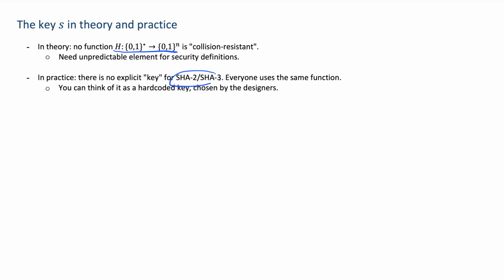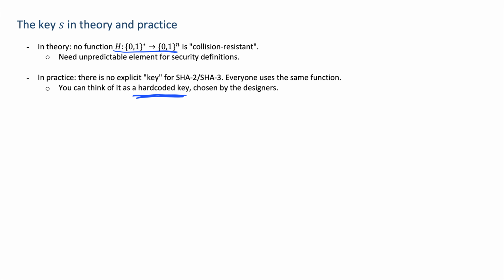If you look at SHA-2 and SHA-3, which are the state-of-the-art hash functions that you should use right now, it's not like if I set up my hash-based scheme with SHA-2 that I will choose a key for it, but everyone just uses the same function. If I tell you SHA-2, you already know exactly what function I'm talking about. There's no S that I need to tell you. And if you want, you can think about it as having a hard-coded key.